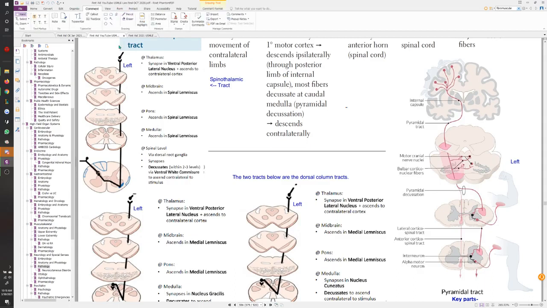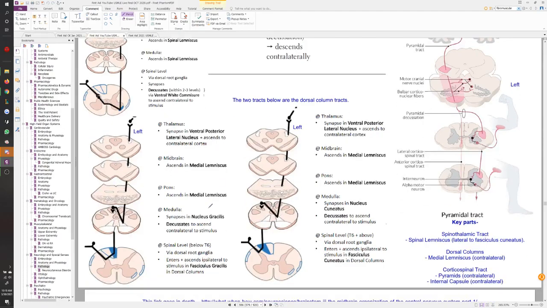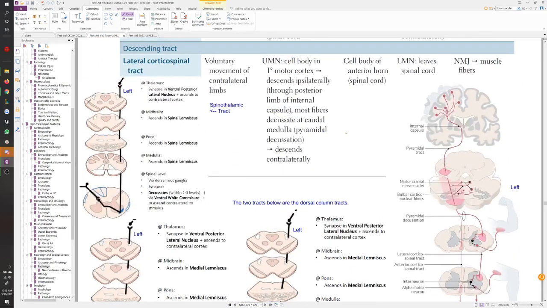It decussates immediately. See, the only other one that would ascend is your dorsal column. These are both dorsal columns. You can see that the dorsal column doesn't decussate immediately. It goes up first, then moves over to the other side. Spinal thalamic tract is very unique in that it decussates on the same exact level.